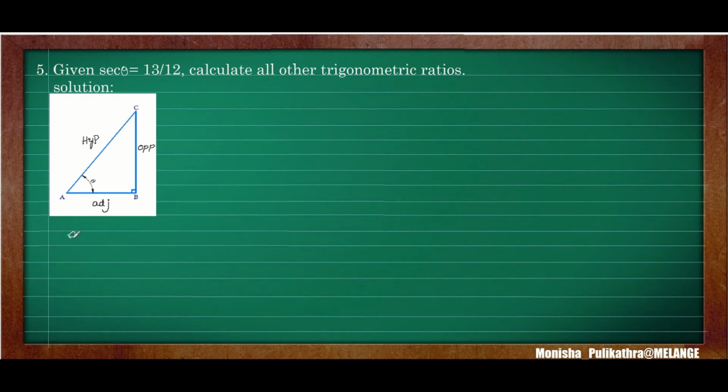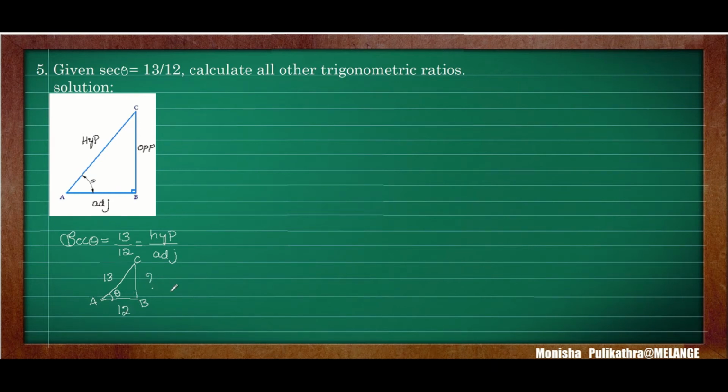So here only secant theta is given. Secant theta is 13 by 12. Secant theta is hypotenuse by adjacent. Okay, so the triangle which we have drawn. Here theta is at A and BC is here. Since it is hypotenuse by adjacent, the hypotenuse side is 13 and the adjacent side is 12.